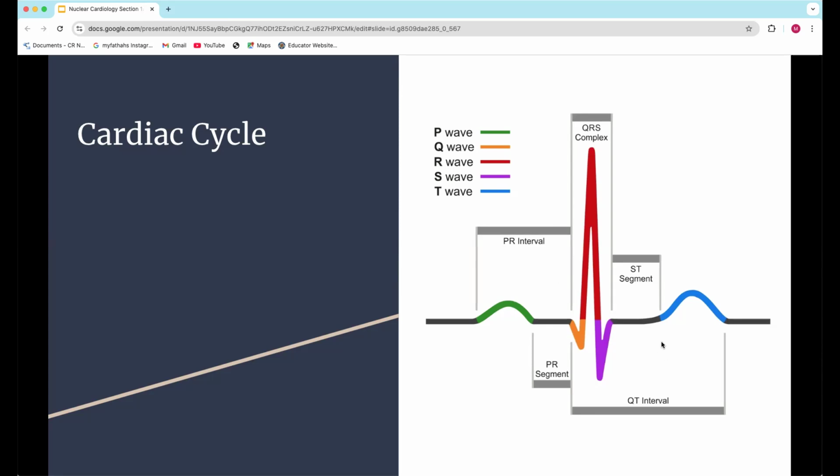Now, the other thing you'll notice on here are a couple of intervals or segments. We won't talk about every one of them. We're going to talk about a couple of them that are important for us to think about in nuclear medicine. One of those is what we call the PR interval, which just means from the start of when the atrium fires to the start of when the ventricle fires for the QRS complex.